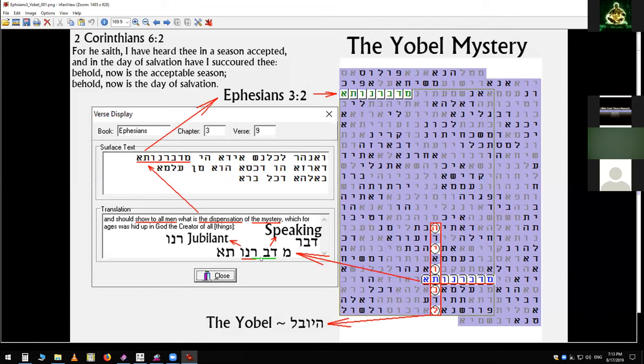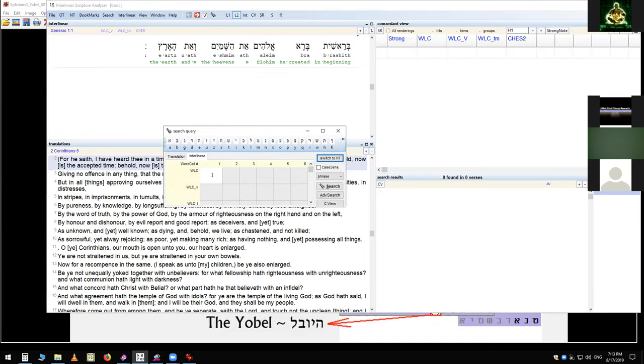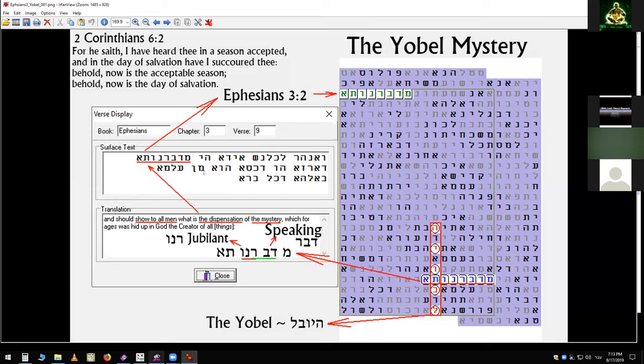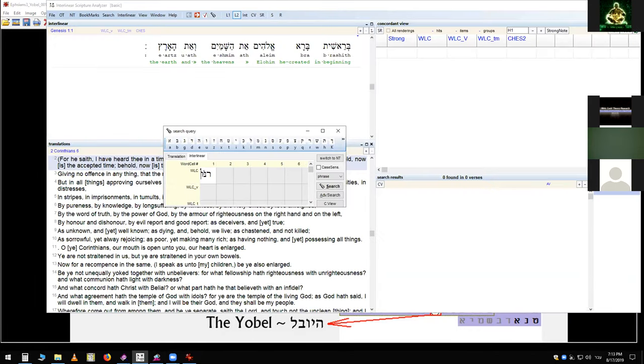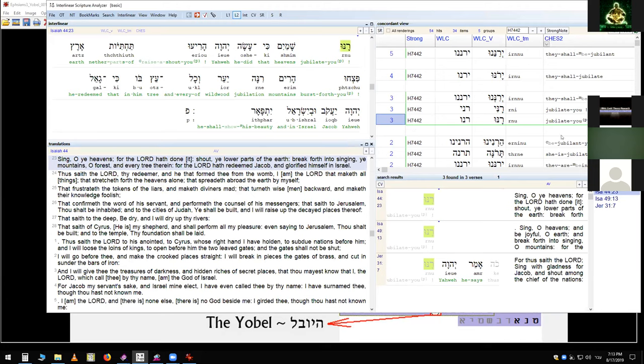So that Yobel, where we are in that era of salvation, and the Jubilee is a part of that, okay? But if you look at the word coded there, you have to take the resh and use it twice in order to get the word speaking. But this here, jubilant, is a reference to noon. Resh noon wav means jubilant you. Resh noon wav. Jubilant you. And it's making a direct connection with the Yobel.